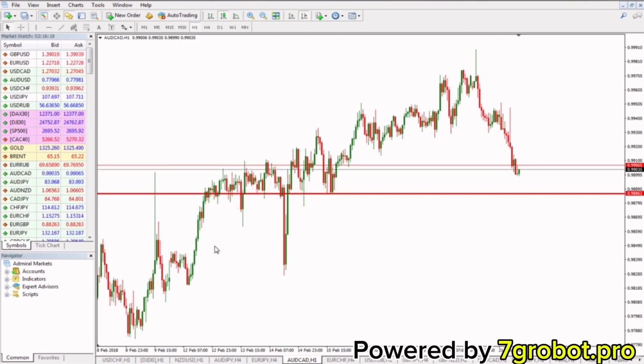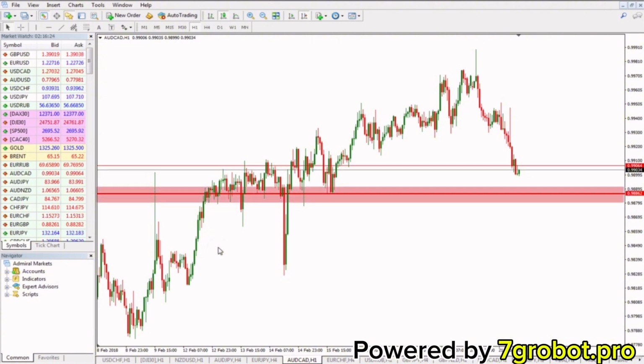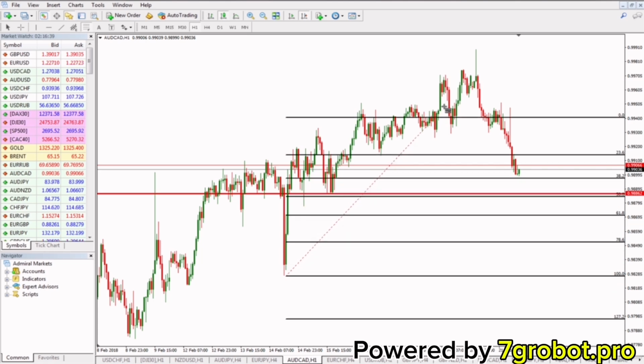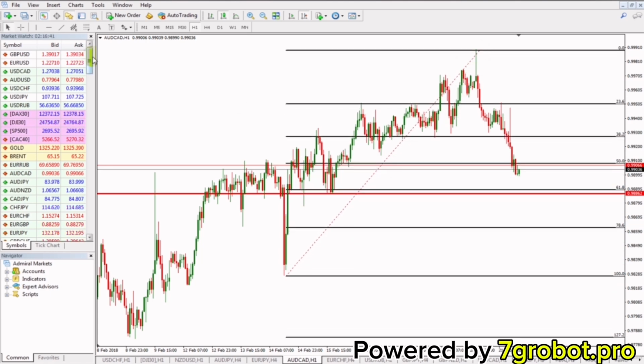For this reason, there is no need to look for Fibonacci clusters at other levels because this zone is quite good. Of course, we will try to find another confirmation for a trade setup at this level. So we will continue with Fibonacci. Now we'll start the Fibonacci from the next important bottom. Okay, we'll mark the level of 61.8.